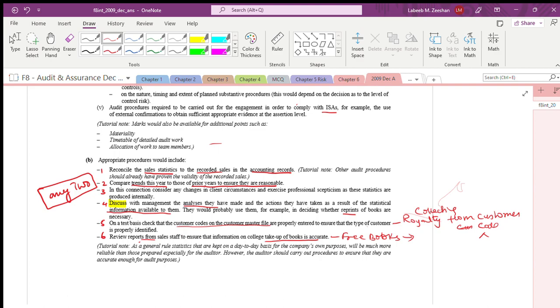In short, review the sales statistics. Compare the trends of the current year with the prior year to be reasonable. This is something we will come across in every case. Discuss with the management whatever the specific point is, or the other specific point. Last but not least, review the reports. These are the procedures.